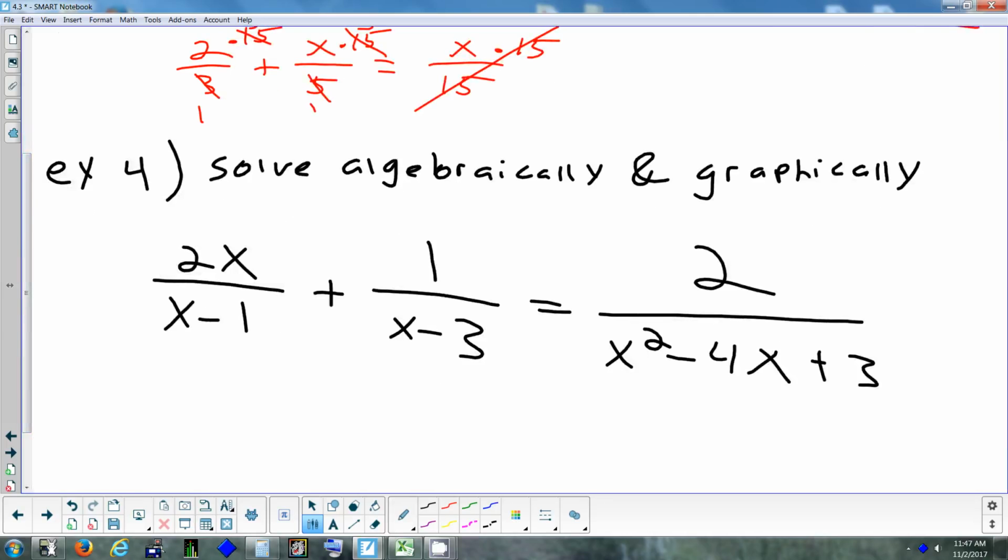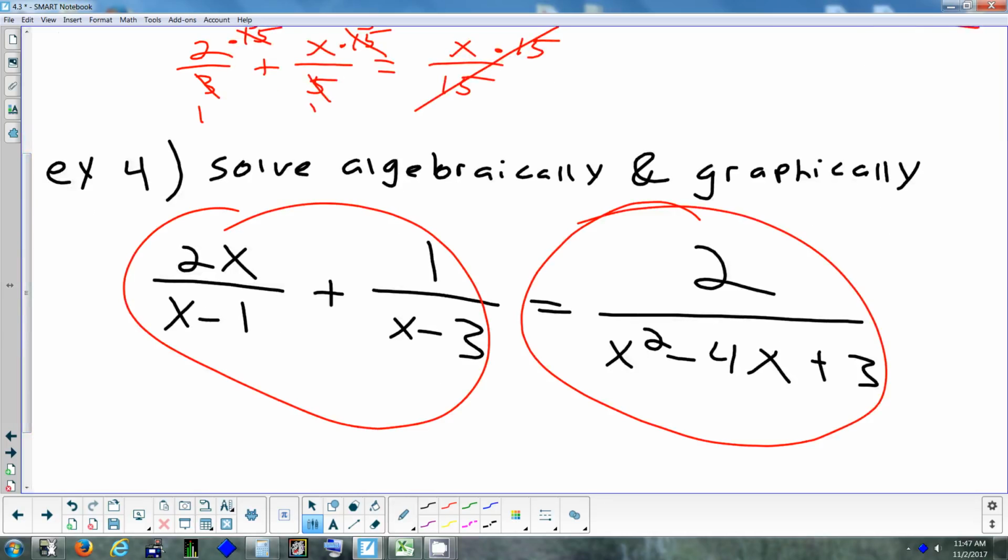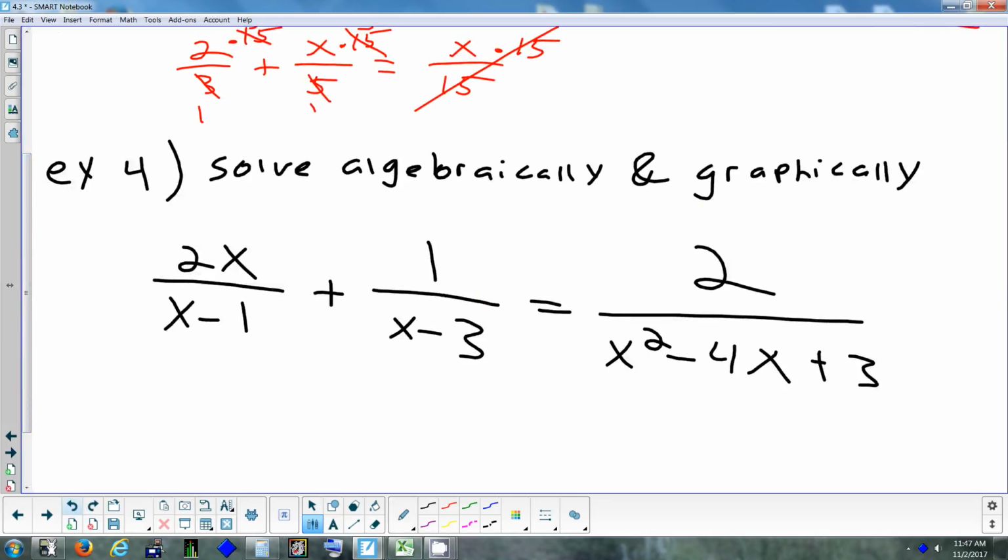I'm more concerned with solving it algebraically. Graphically, it's super easy. You just type that in y1, type that in y2, and see where they cross. There's nothing new there. So I'm going to focus on algebraically.